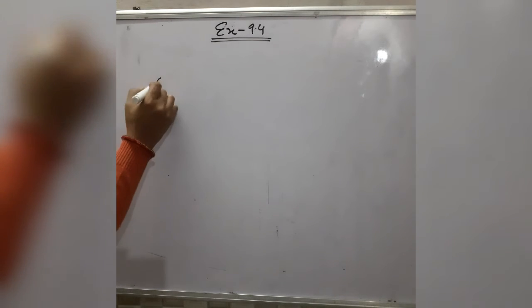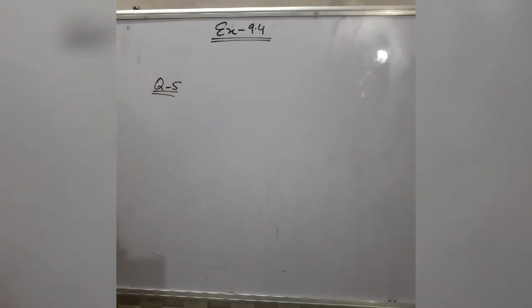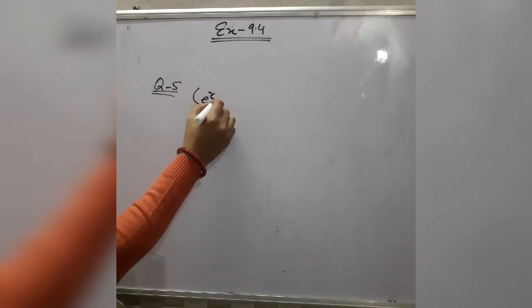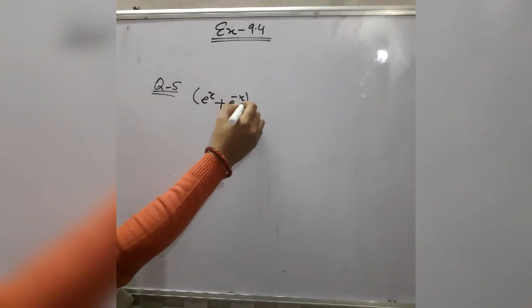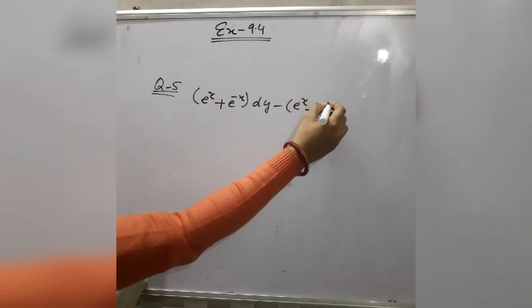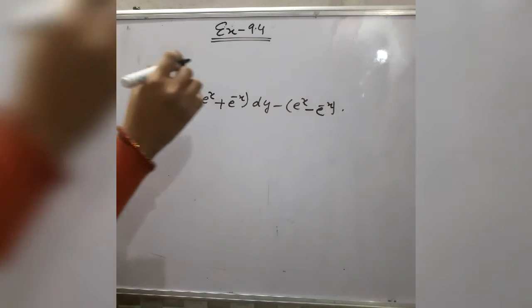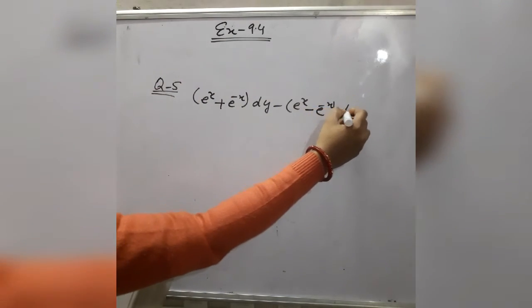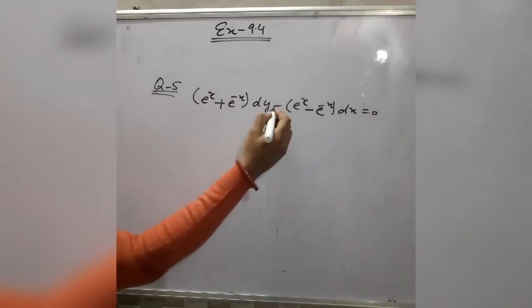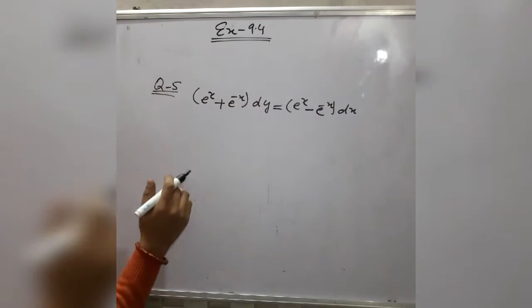Now see question number 5. In question number 5, the given differential equation is (e raised to power x plus e raised to power minus x) into dy minus (e raised to power x minus e raised to power minus x) into dx is equal to 0. When you take this term on another side, then this minus sign is changed into plus sign.